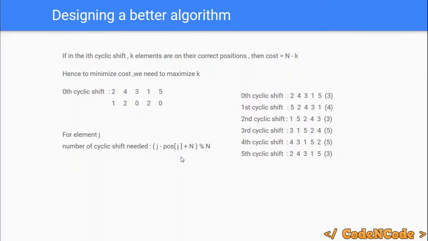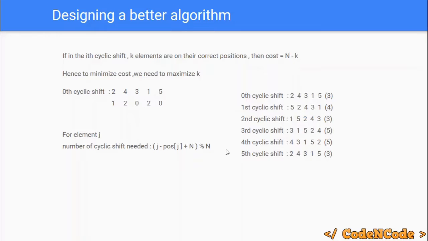If you want to handle that by an if else condition, then you can do that. Otherwise, if you do not want to handle it by an if else condition, you can directly use this formula. So this is how you calculate the cost for each element. You can calculate the number of cyclic shifts required for it to be on its correct position. After that, all you have to do is count the maximum frequent element. The maximum frequency you have to count, and that will be your k. So the minimum cost will be n minus k. So this is how you can calculate the cost of a cyclic shift.